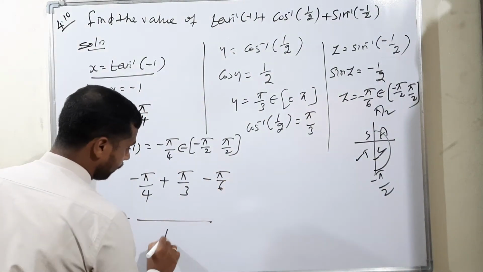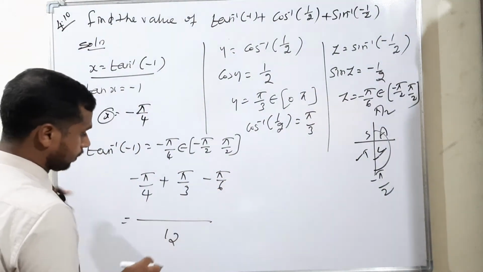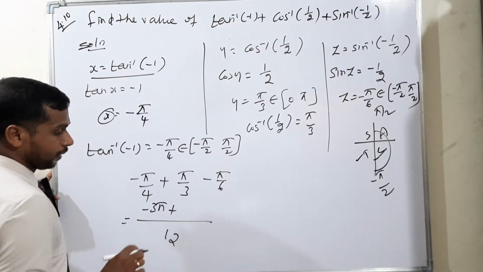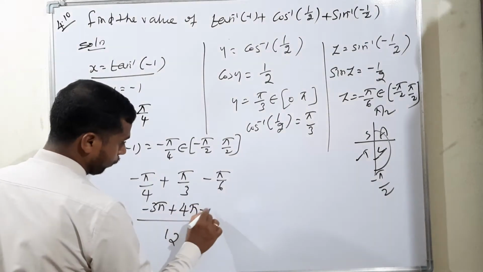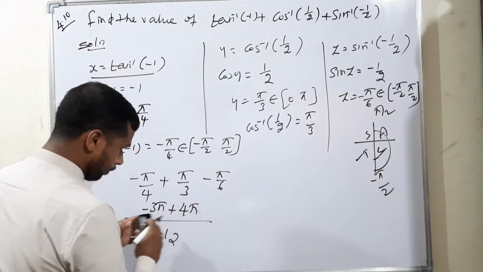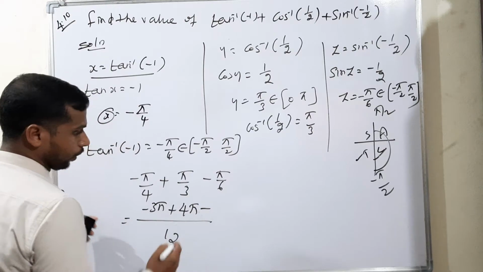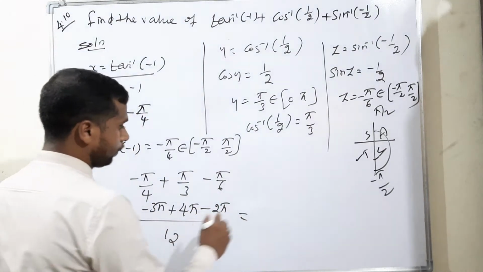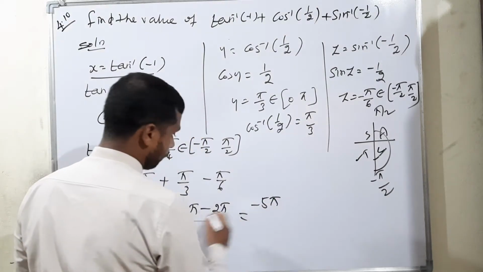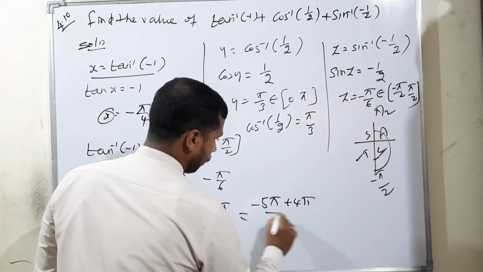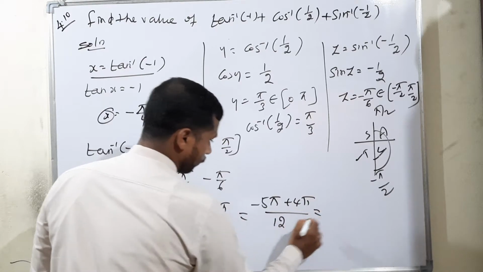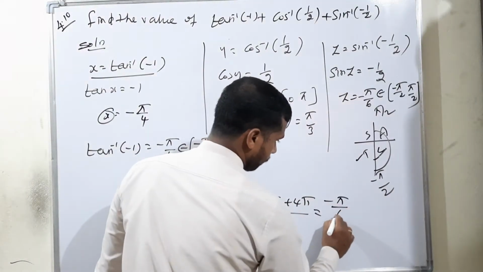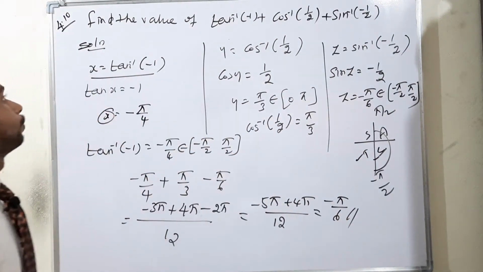So the common denominator is 12. 12 divided by 4 means 3 times. 3 into pi means negative 3 pi, plus 12 divided by 3 means 4 times. 4 into pi means 4 pi. Next, minus, 12 divided by 6 means 2 times. So we can write it as 2 pi, equal to negative 3 pi, negative 2 pi means negative 5 pi, plus 4 pi, by 12, isn't it? Therefore the answer will be negative pi plus 4 pi means negative pi by 6. This is the answer for example 4.10.